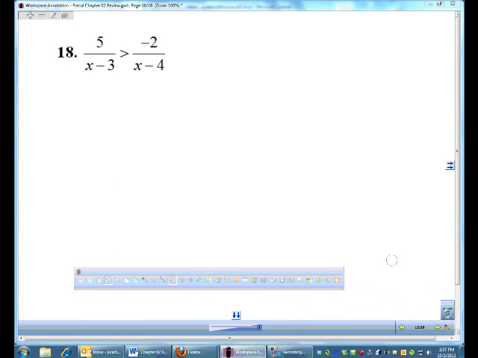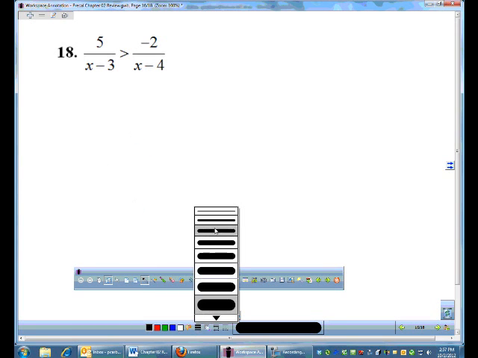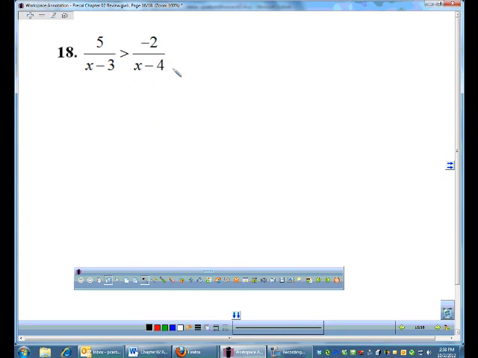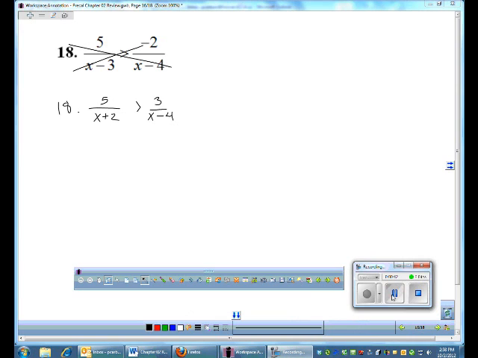Okay, number 18. I'm going to change this problem because I worked it out once and it really blew up on me. So what we're going to do is change this problem. Instead of 5 over x minus 3, I'm going to change number 18 to 5 over x plus 2 is greater than 3 over x minus 4. That's going to make this problem a little bit nicer, just because the original number 18 really made it tough to pick your numbers for your number lines. So we're going to change it to that.